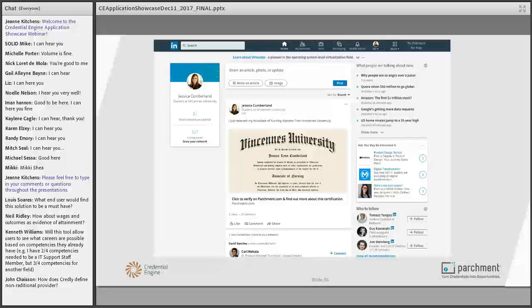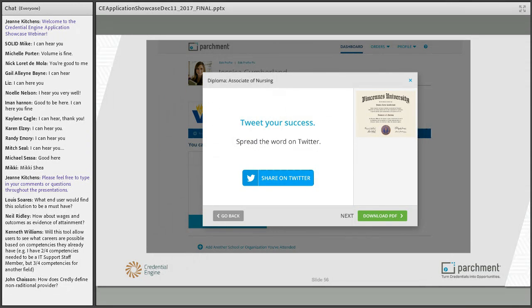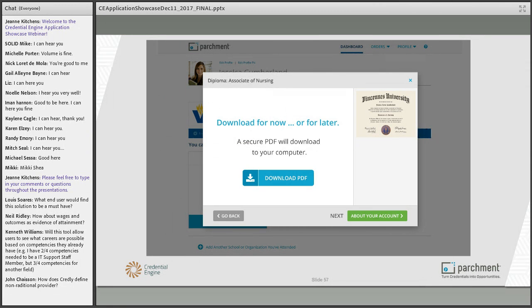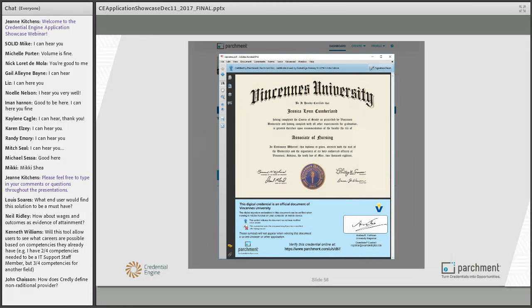Wherever she chooses to share her credential, Jessica is not only starting a social conversation about the issuer brand that gets likes and comments, but she's also linking her profile to an official credential that's verifiably issued by the institution through a single click. That integration also works with Twitter, and the credential can be downloaded to use offline as a PDF. So here's the PDF version.